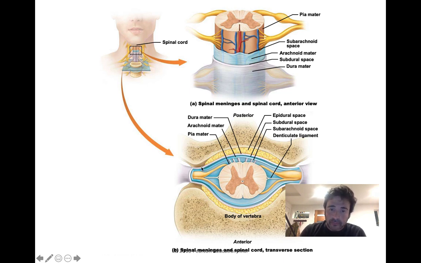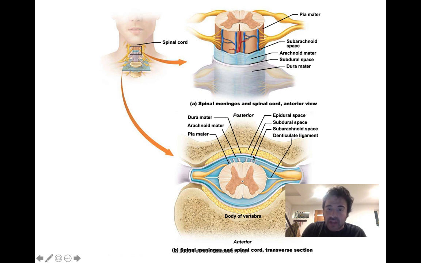Now, deep to the epidural space and the epidural fat, closer to the spinal cord itself, we start our meningeal layers, and the meninges are broken into layers and cavities. The outermost layer of the meninges is called the dura mater. It means tough mother in Latin.